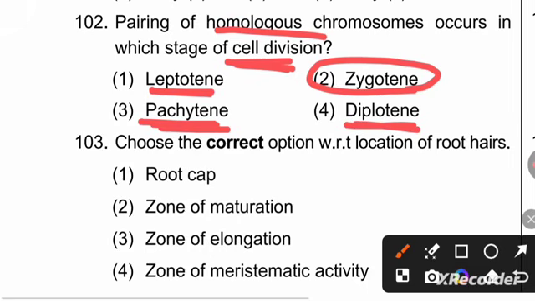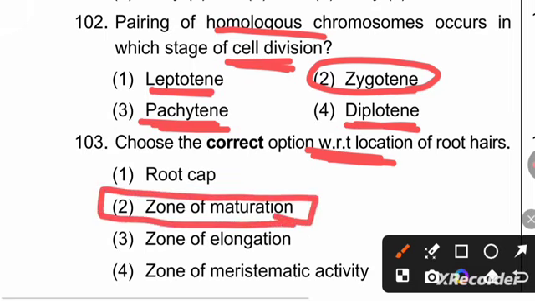Let us go to the next question. Choose the correct option with respect to location of root hairs. Among the following four options, the correct option is zone of maturation. In the zone of maturation, we can find root hairs.